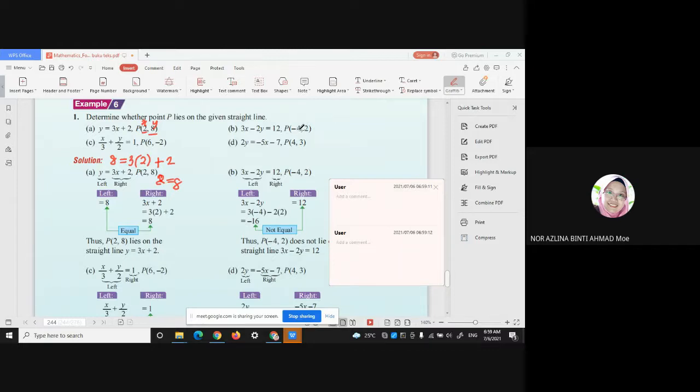Okay, next example B. Again, we know this is x and this is y. So we substitute the values of x and y into this equation. If I substitute, this is 3 multiply x, which is negative 4, minus 2 multiply y, which is 2. And the right hand side is equal to 12. Negative 12 minus 4, but the final answer we get is negative 16, which is not equal to 12.